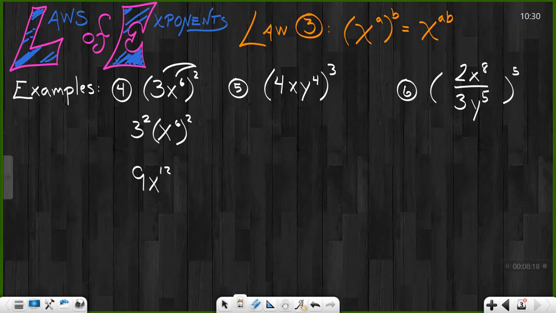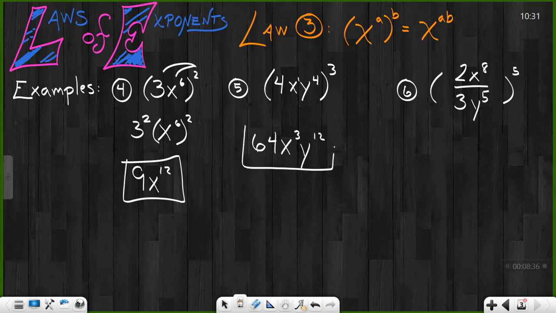6 times 2 is 12. All right, try it for number 5. All right, 4 cubed in this case is 64. All right, now x, that's x to the first, so 1 times 3 is 3. And then y to the 4th cubed, 3 times 4 is 12.